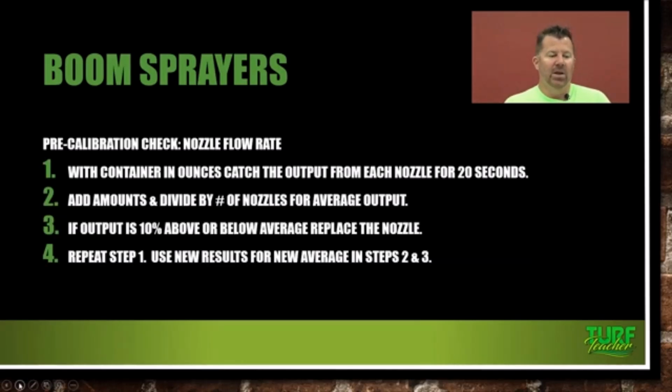Here, we're still doing our pre-calibration check. Nozzle flow rate. Step 1: with the container in ounces, catch the output from each nozzle for 20 seconds. Add the amounts and divide by the number of nozzles for the average output. If output is 10% above or below the average, replace the nozzle. Repeat step 1 and use the new results for the average in steps 2 and 3.